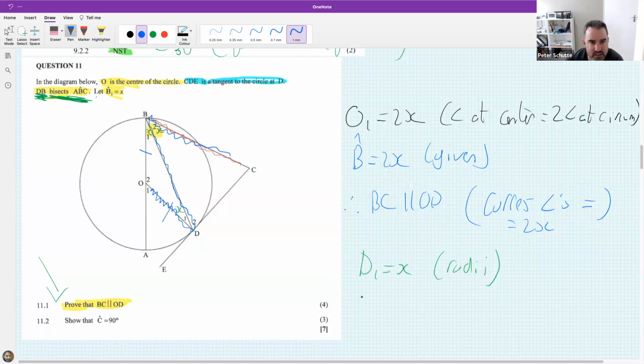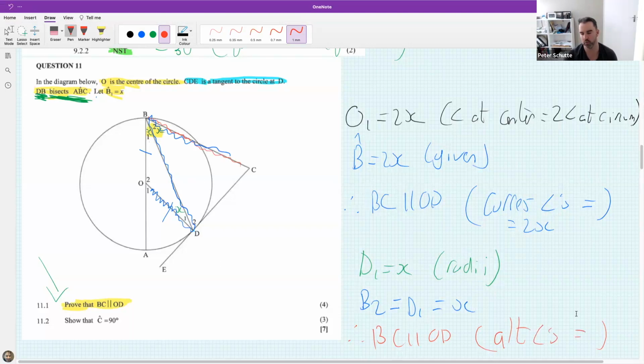So I'm going to say that angle B2 is equal to D1 because they're both equal to x. Therefore, BC is parallel to OD. What is my reason going to be? Okay, it's going to be alternate angles equal. So that would be the other way that we would do it. So as the questions get a bit harder, we start to see we have to prove and show things. So let's just move on to the next one now.